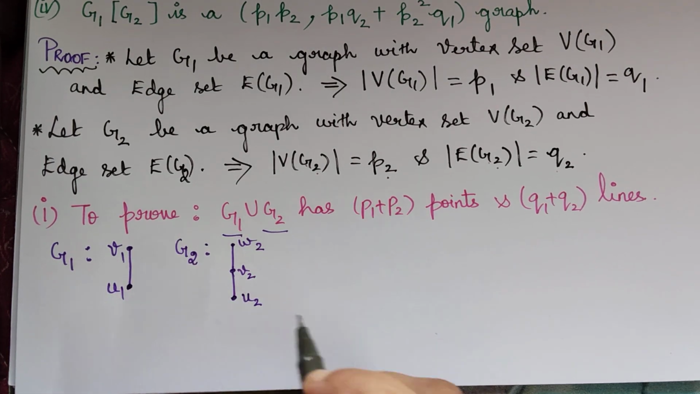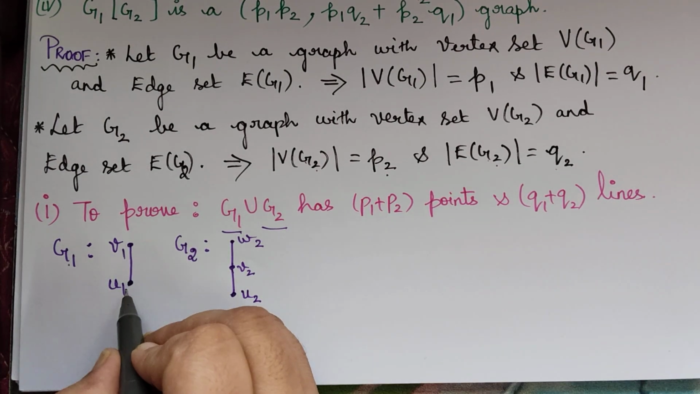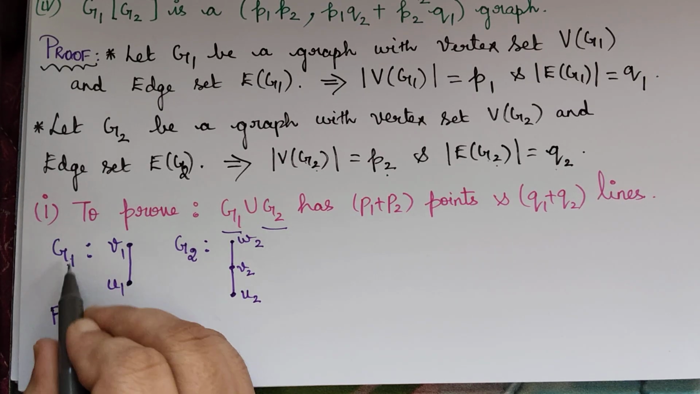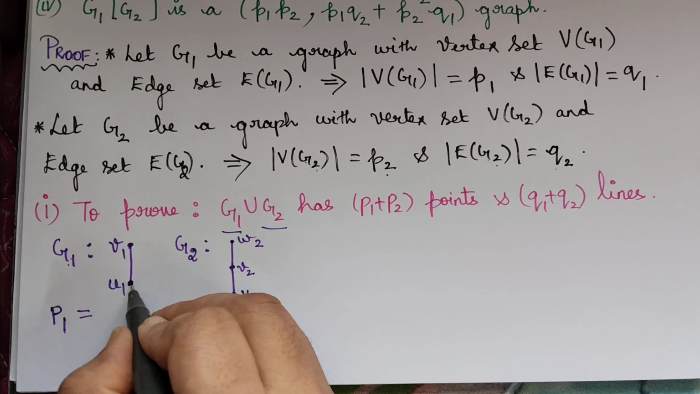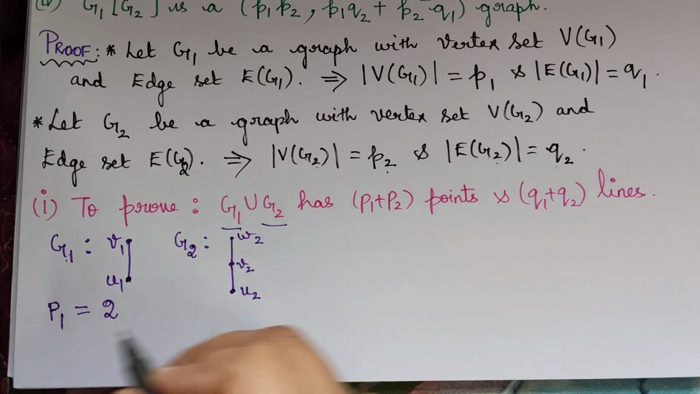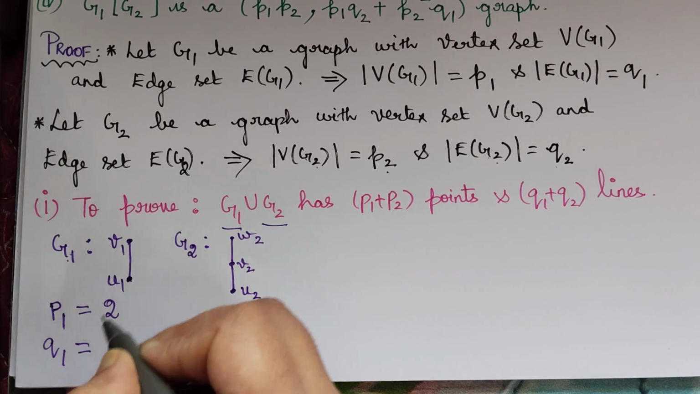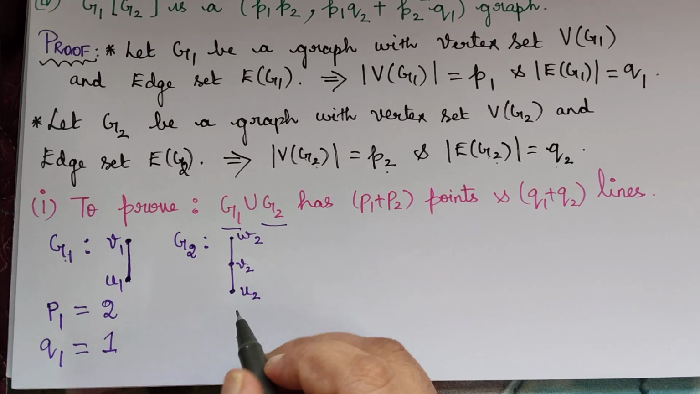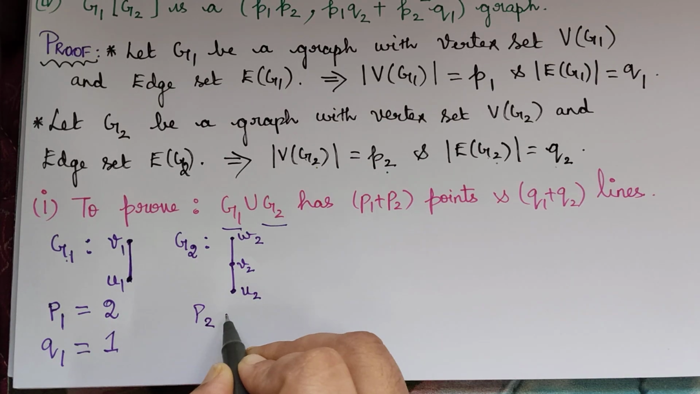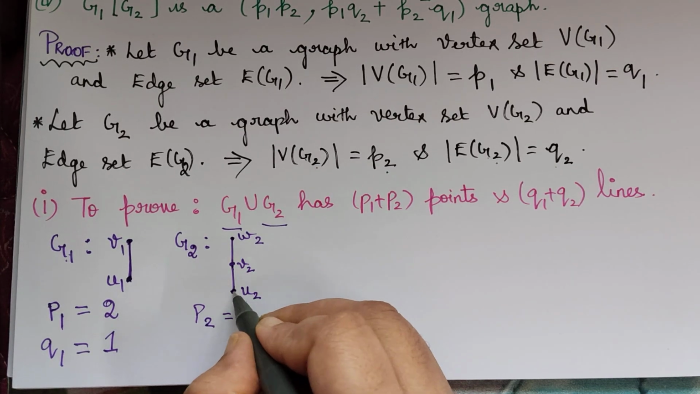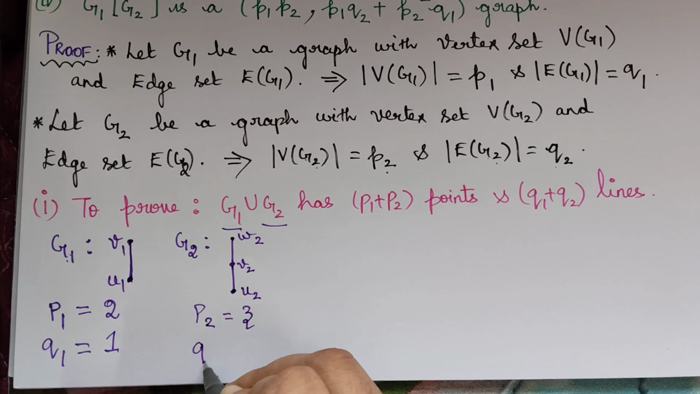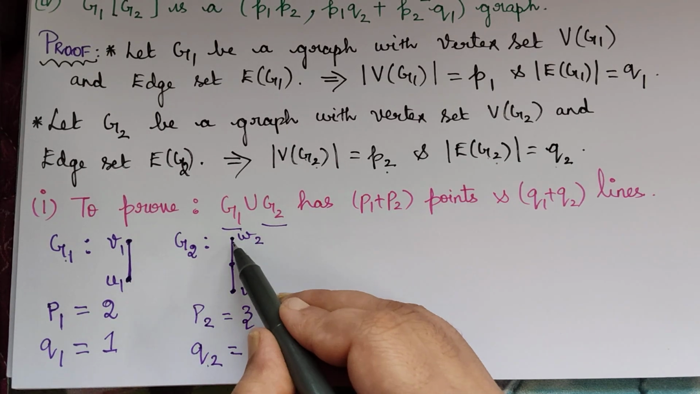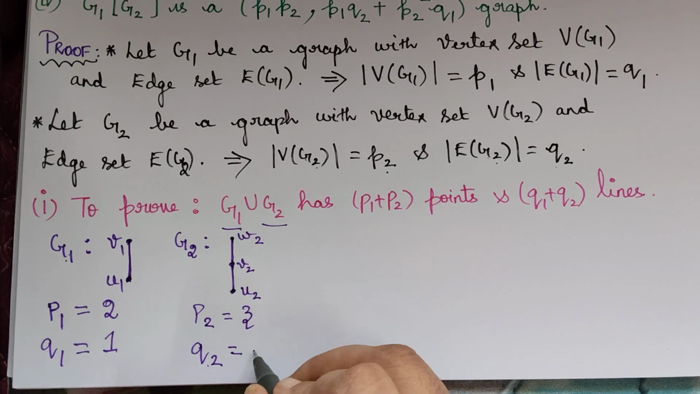Now, let us observe how many points we have in graph G1. The number of points is represented as P1 for G1. It is equal to 2 points. And how many lines do we have? That is Q1, which is equal to 1, we have only one line. Now for graph G2, how many points do we have? If we check, 1, 2, 3. So 3 points. And how many lines do we have? Lines are represented as Q2 for G2. We have 2 lines, 1, 2.